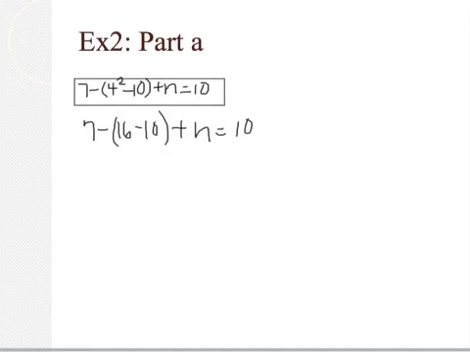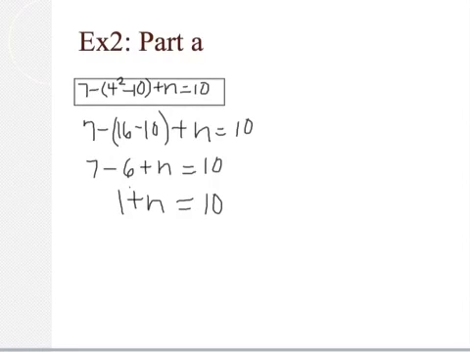My next line will be 16 minus 10 is 6. So now the parentheses are gone. I've got 7 minus 6 plus n is equal to 10. Finally, 7 minus 6 is 1. Since everything here is subtraction and addition, I'm just going to go from left to right. 7 minus 6 is indeed 1. 1 plus n equals 10. So what plus 1 equals 10? Of course, that answer is 9. So n is equal to 9. So our solution is 9.